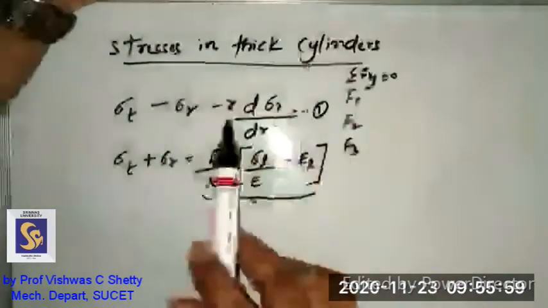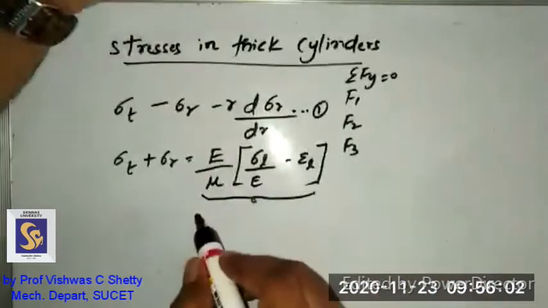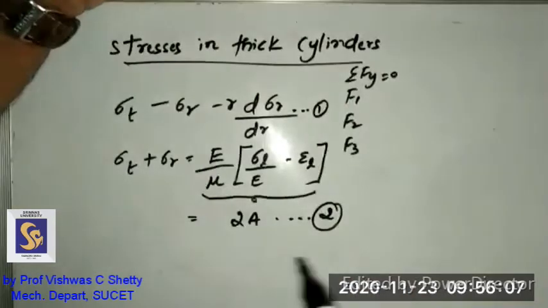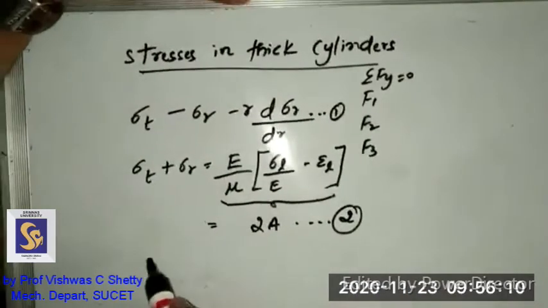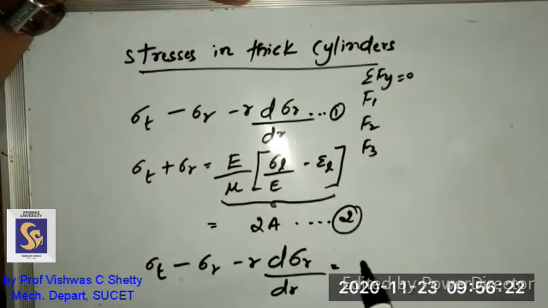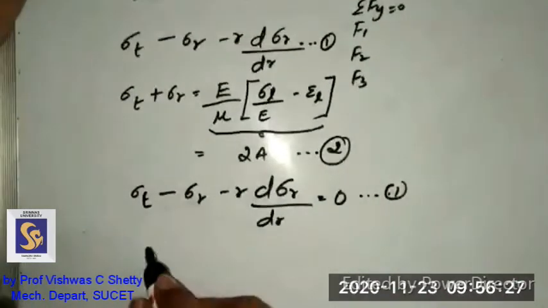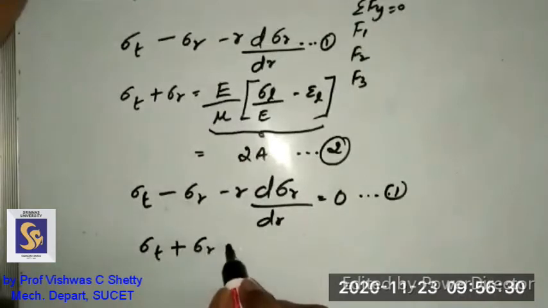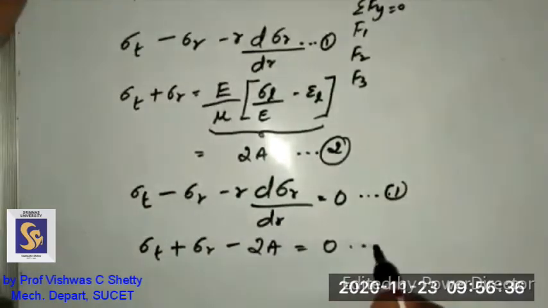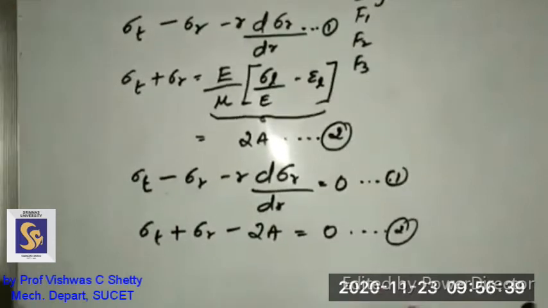Okay, so stresses in thick cylinder, we have got these two equations. Let us take this as 2a, and take this as equation number 2. Now we have two equations. Equation 1 is sigma r minus r into d sigma r upon dr equals 0. This is equation 1. And sigma t plus sigma r minus 2a, if you take 2a to the left hand side, equals 0. Let us take this as equation number 2.